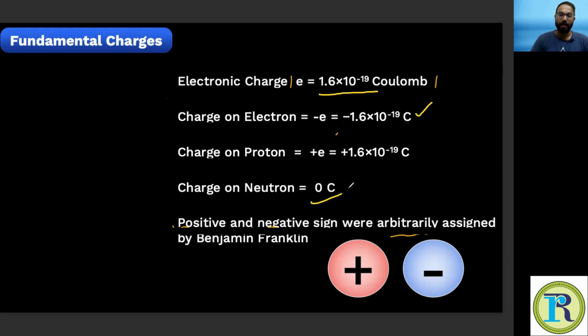And how do we assign the charges? I think it doesn't matter. Basically, there was a scientist named Benjamin Franklin, who assigned the positive and negative signs. So we consider that protons carry positive charge, neutrons carry no charge, and electrons carry negative charge. Clear? You can note down these points. So far, is there any doubt, any confusion?